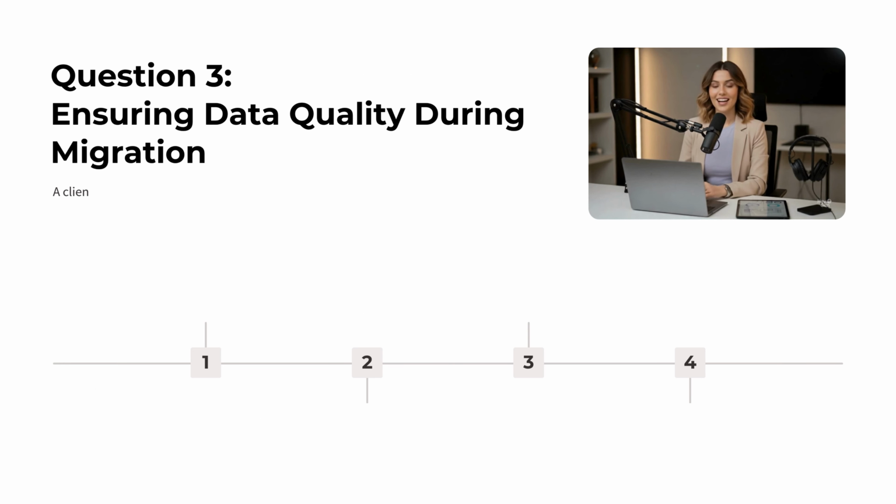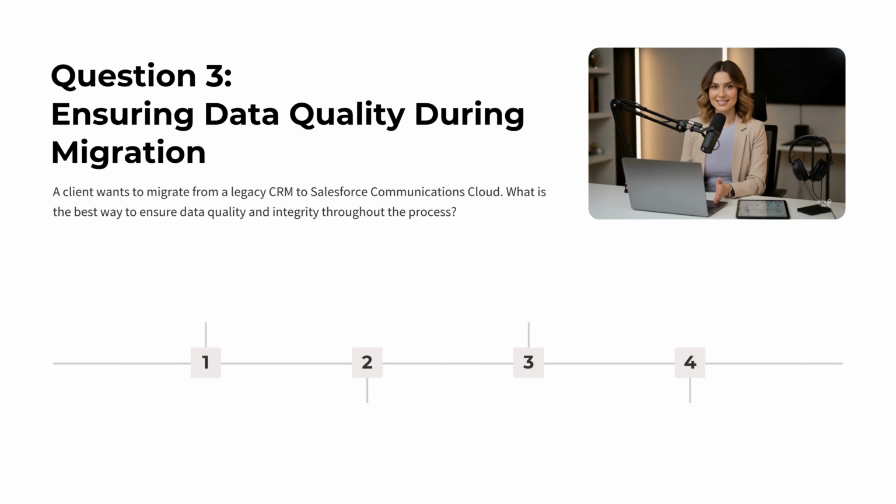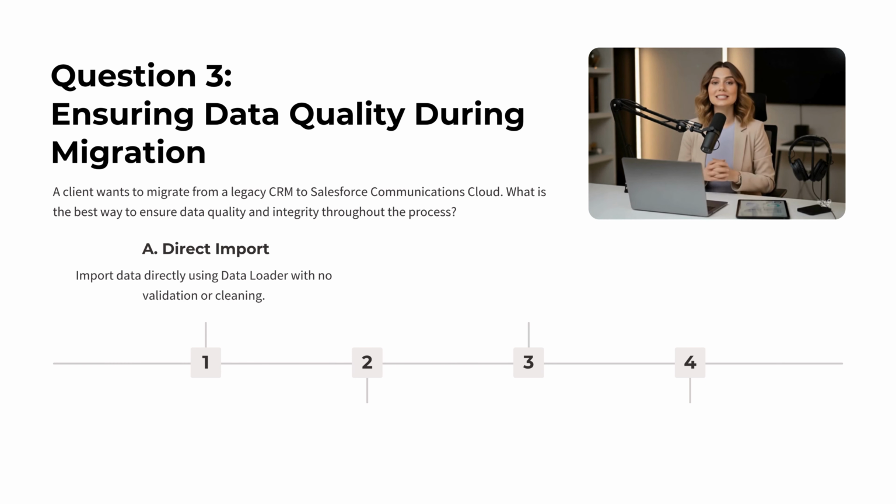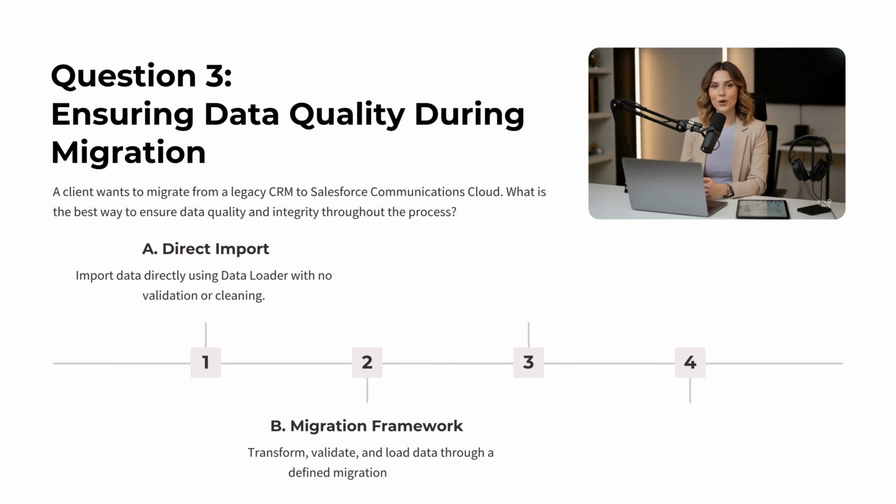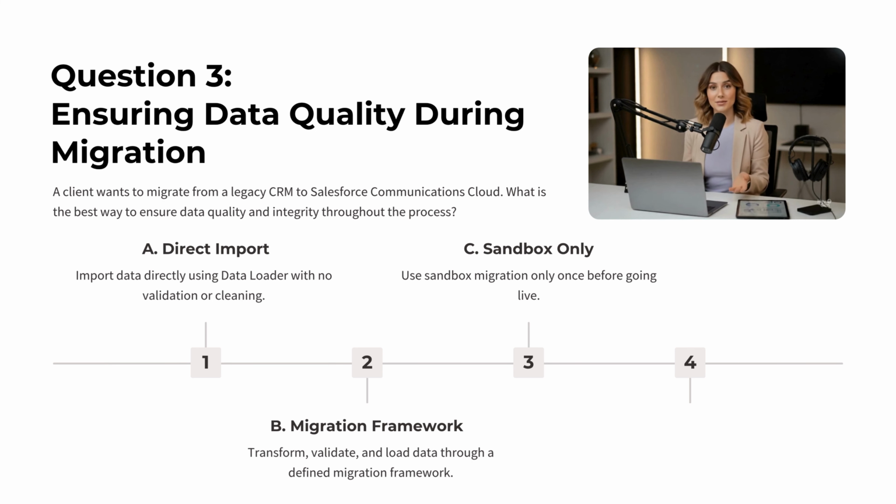Question 3. A client wants to migrate from a legacy CRM to Salesforce Communications Cloud. What's the best way to ensure data quality? Options. A. Import data directly using Data Loader with no validation. B. Transform, validate, and load data through a defined migration framework. C. Use sandbox migration only once before going live. D. Copy data manually into each Salesforce object.